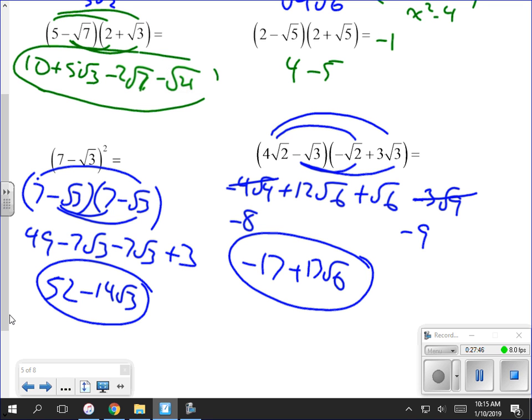Now, if when you multiplied 4 root 2 times negative root 2, you went straight to negative 8, I'm good with that. Okay, I'm okay with that. You don't have to have that extra step in there. I just, sometimes students get confused when I skip that step and combine them up in one. Okay? But if you did that, fine, great. It means you understand what you're doing. Questions on these?